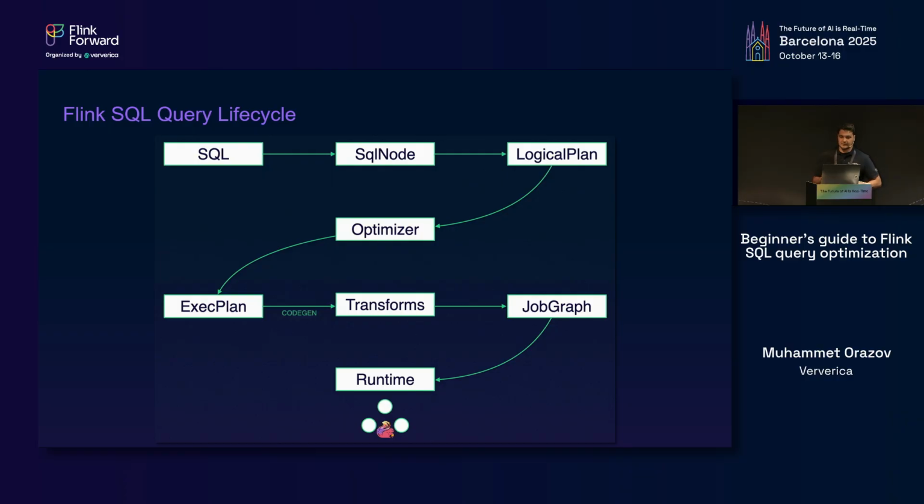But we are not done yet. Many translations will be applied to the execution plan to create stream or batch low-level operators that in the end will be converted to the job graph and submitted to the task managers for execution. So many steps are involved, as you can see, and today we mainly look into the optimizer in detail.